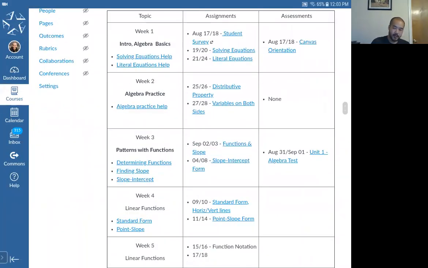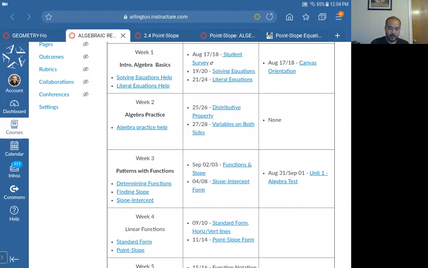All right, so today is the 11th. So we're on week 4. You've got point slope form, and you've got point slope form notes over here. So here's the assignment. We'll take a look at that in a little bit.